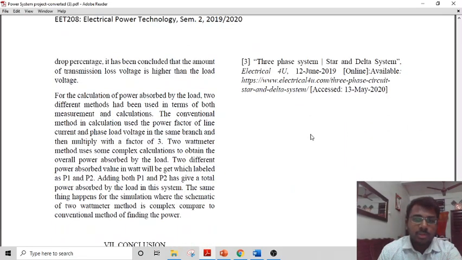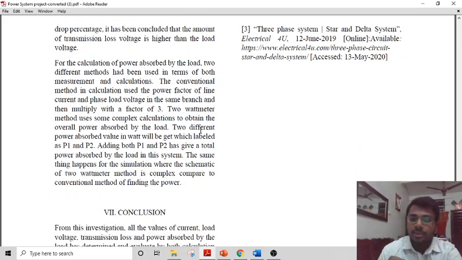For the calculation of power absorbed by the load, two different methods have been used, as I mentioned earlier, which are the conventional and the two wattmeter method. The two wattmeter method uses some complex calculations to obtain the overall power absorbed by the load. We get two different power absorbed values, labeled P1 and P2. Once we add P1 and P2, we get the total power absorbed by the load, which is the active power we are discussing here.